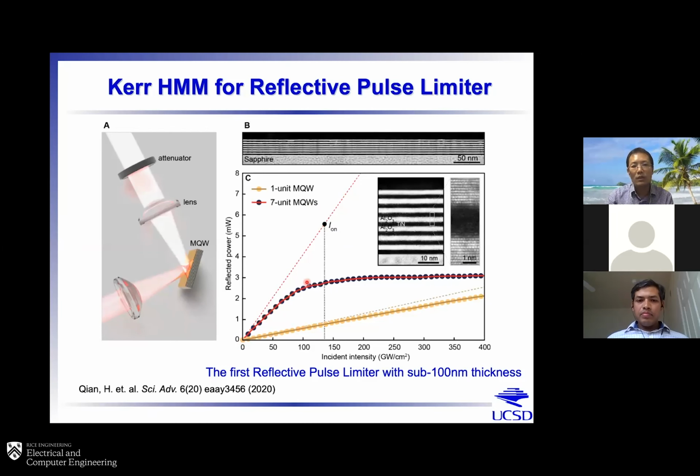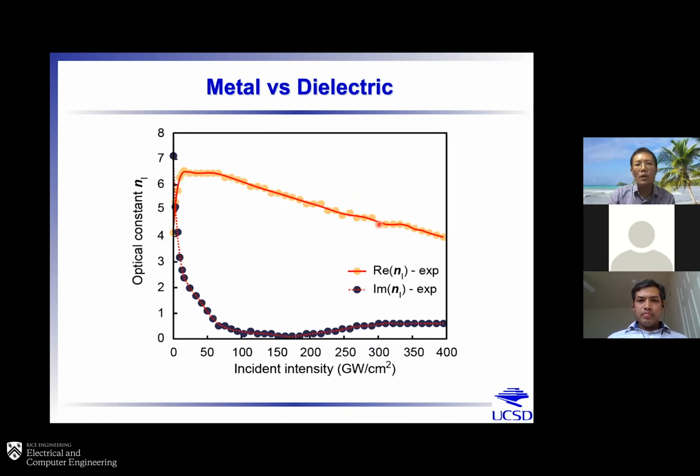So you can see here that when your incident power gets high enough, the reflected power will be saturated. I think this is probably one of the first sub-100-nanometer reflective pulse limiters, just because you have a very high nonlinear coefficient. Okay, I want to say one thing about this. This is very interesting. When your power is very, very low, this is the n and k. Our quantum well is actually metallic. When you change the incident power to here, you can see this is n and k.